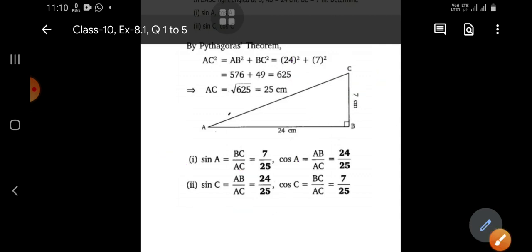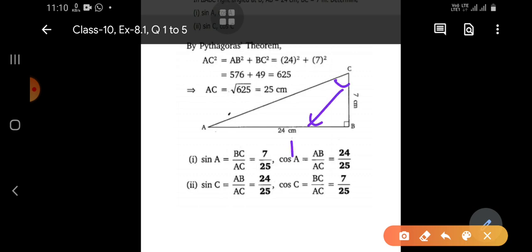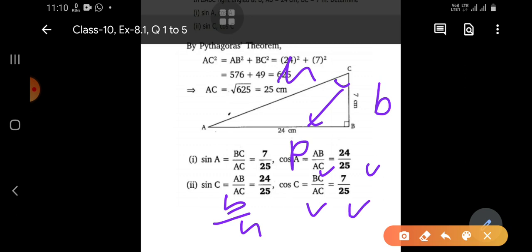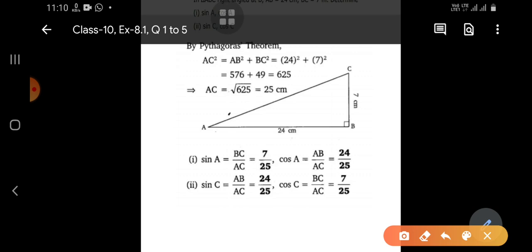Similarly, in the case of cos C, C is here, so its opposite side is here, so it will be P, this will be B, and this will be H. Now cos C is equal to B by H. B means BC and H means AC. The value of BC is 7 and AC is 25. So cos C is equal to 7 by 25. Thank you. This is the answer.